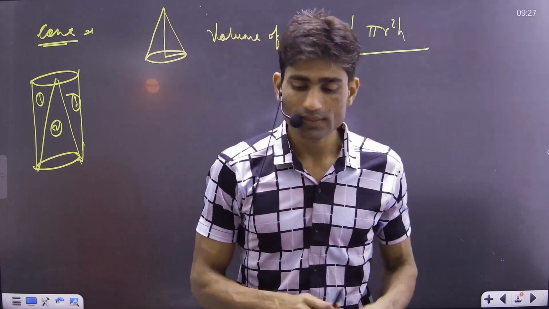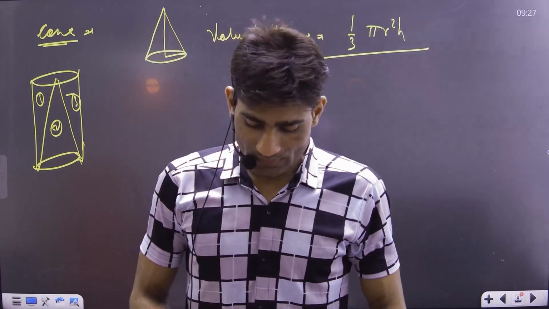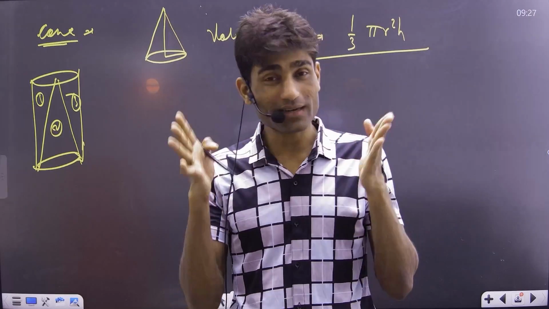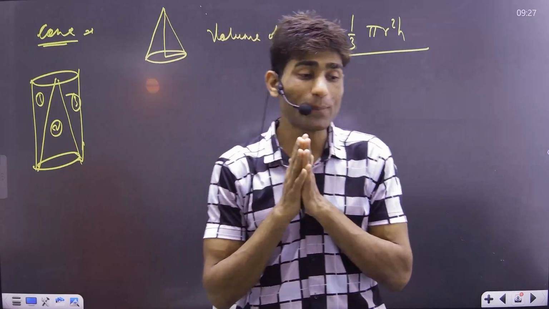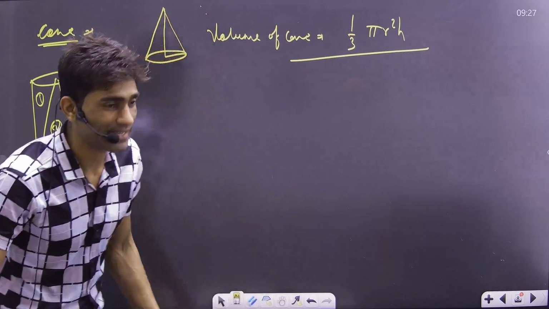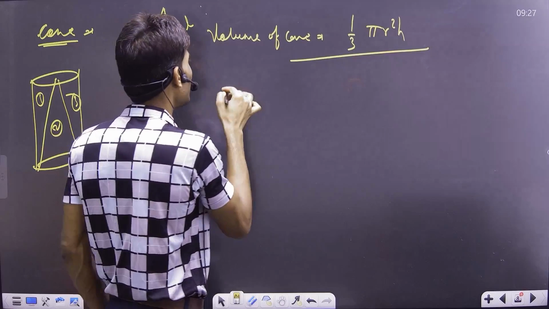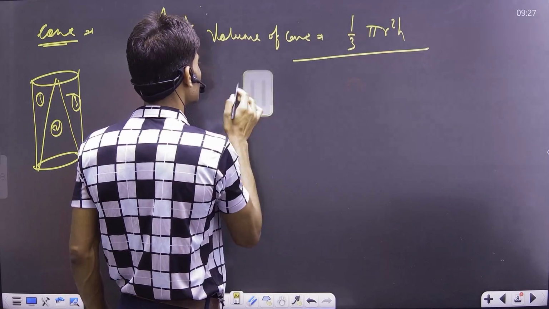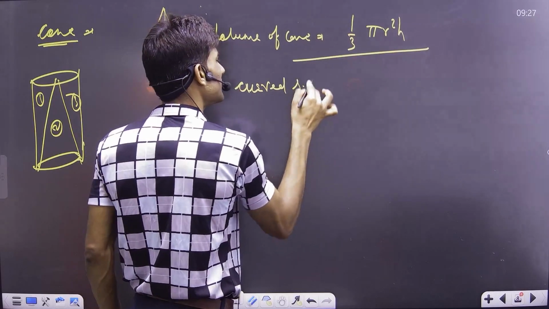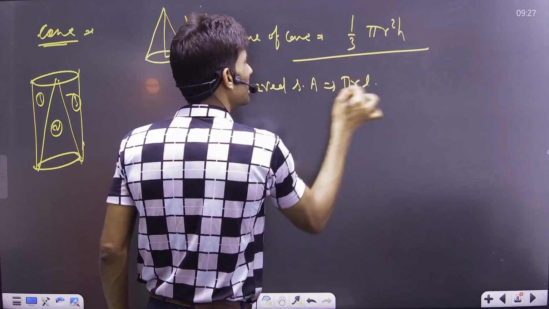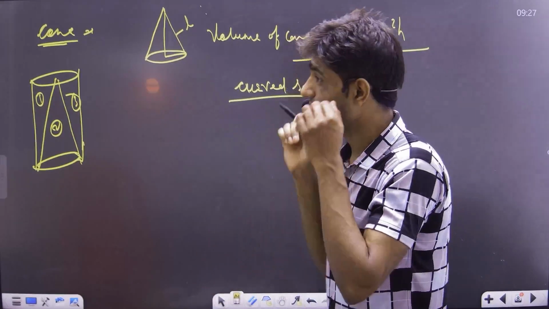Now the curved surface area of our cone. For the curved surface area, we don't use the height, we use the slant height. Here we consider the slant height, which we write as L. Then the curved surface area is pi r L. This is our curved surface area for the cone.